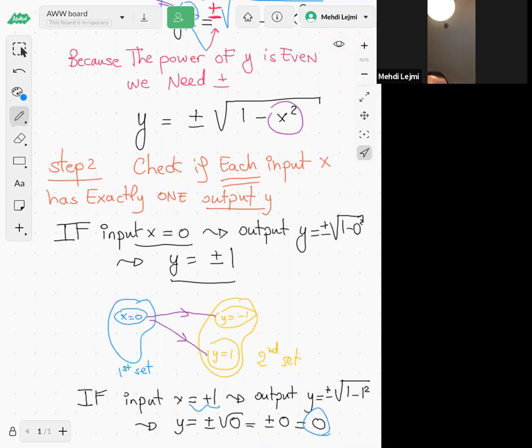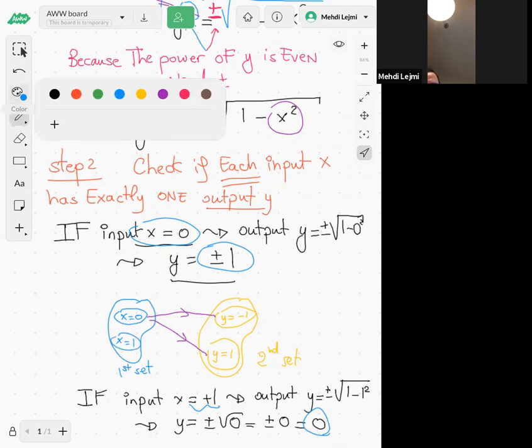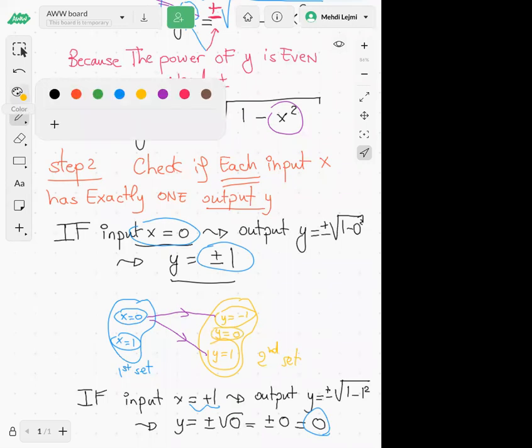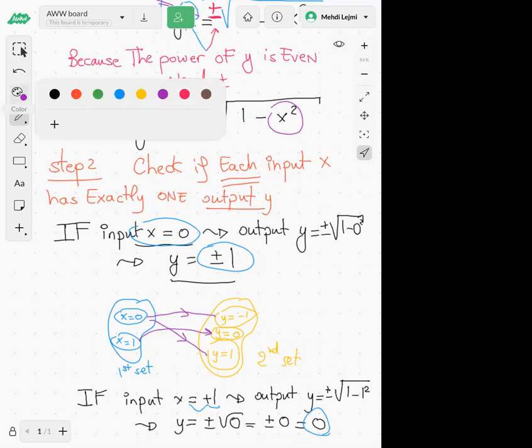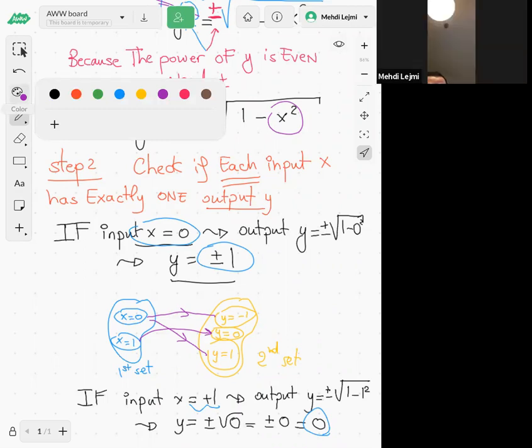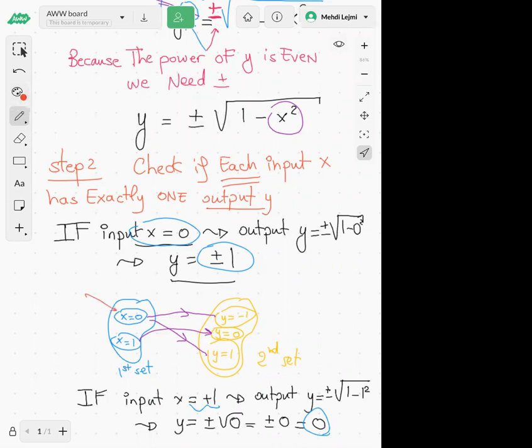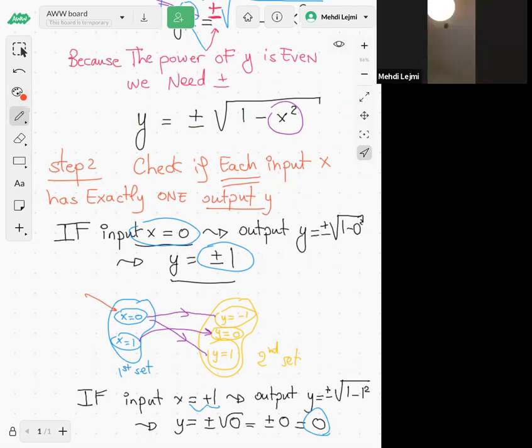But if X is 0, you get two outputs. So if my X is positive 1, I'm going to get one output, Y equal to 0. But that doesn't matter, because there's a problem when X is 0: we have two outputs, and that's a problem. So this correspondence is not a function, right?